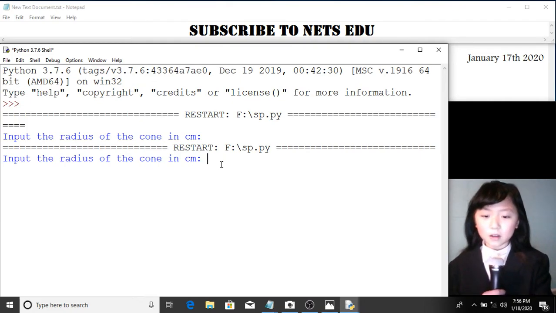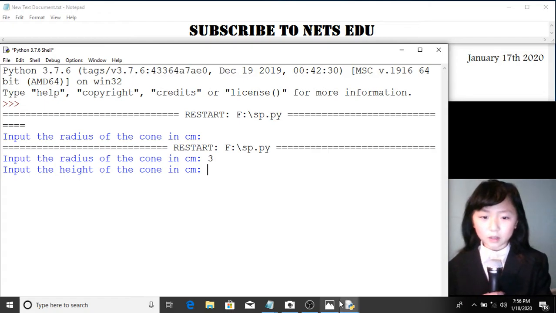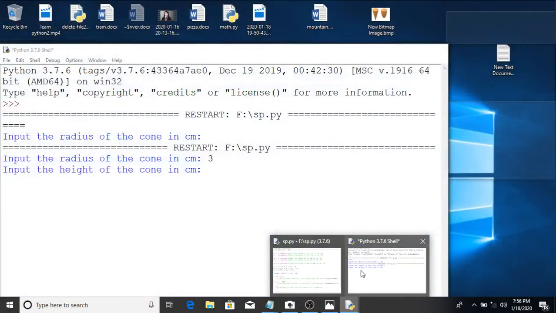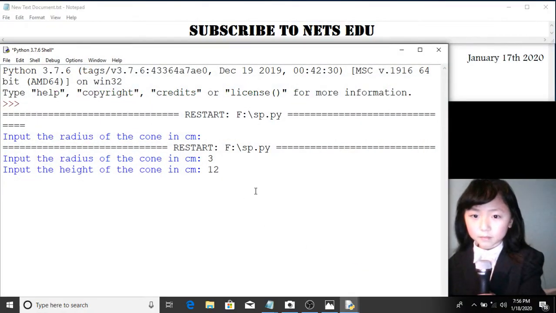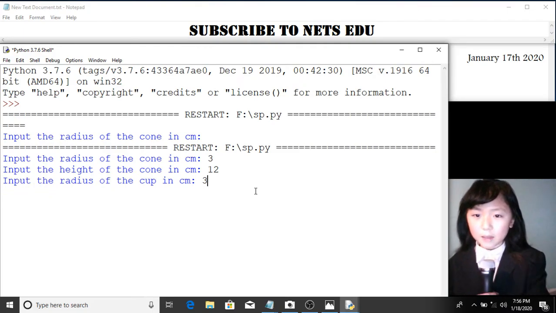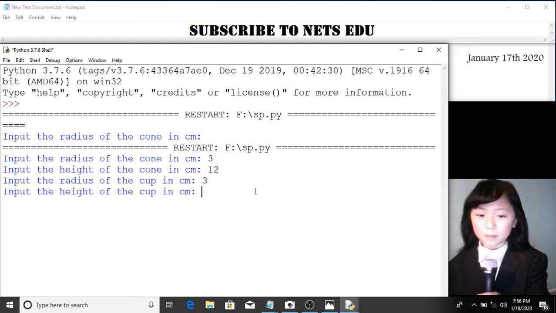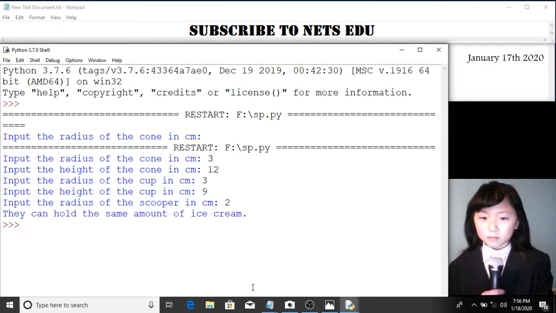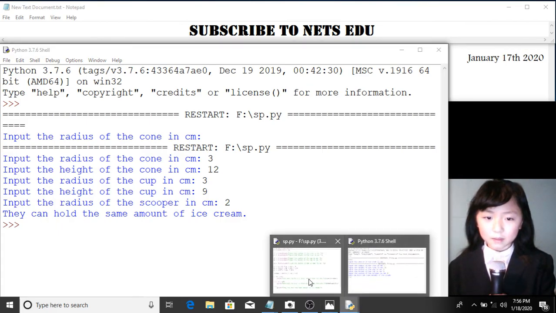Input the radius of the cone in centimeters. We have 3. The height of the cone is 12. The radius of the cup is 3. The height of the cup is 9. The radius of the scooper in centimeters. Now what would be the radius? Let's have 2. We have a problem. Let's see, what's the problem?